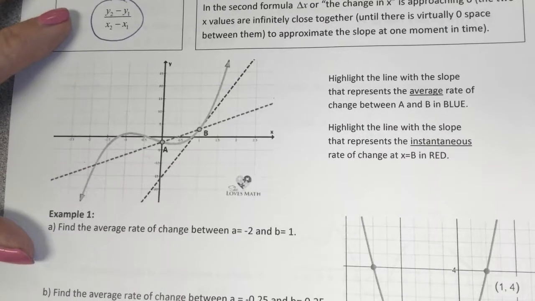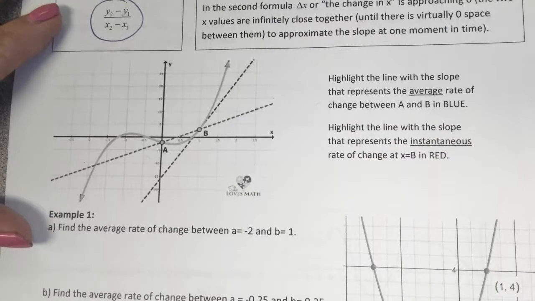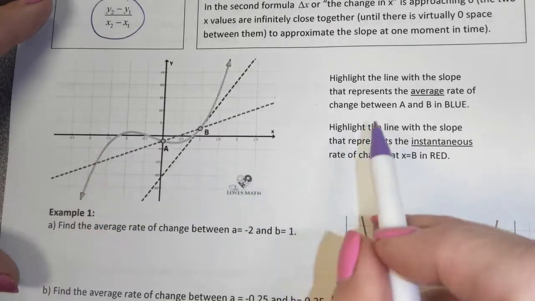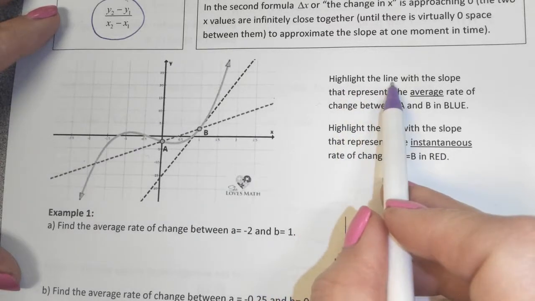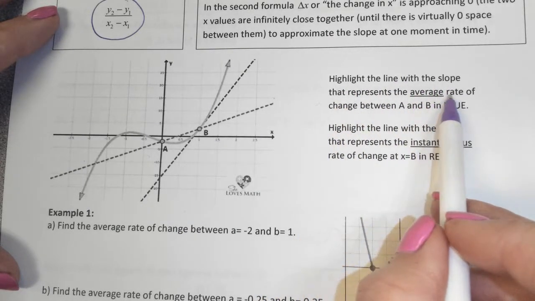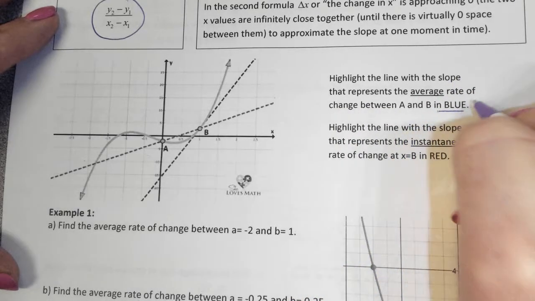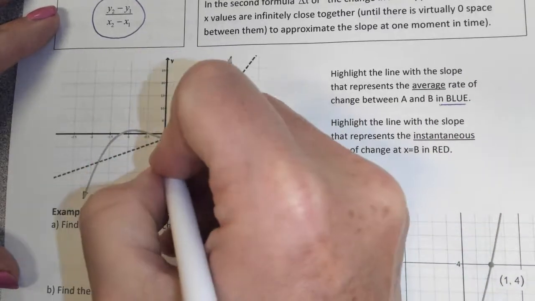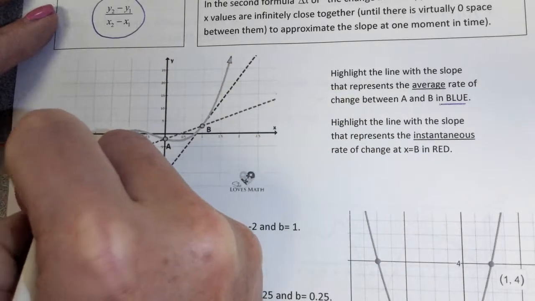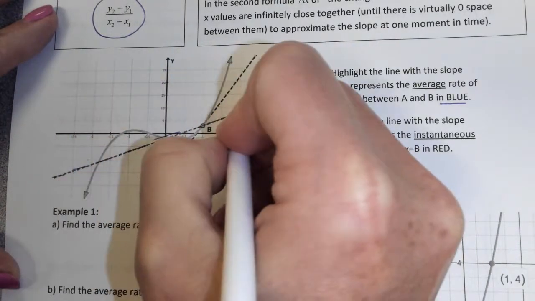Let's look at some examples though. Before we do instantaneous rate of change, let's look at average rate of change. Highlight the line with the slope that represents the average rate of change between A and B in blue. I'm going to use purple since that's what I've got. Here's point A, here's point B. The average rate of change is going to be this line right there.